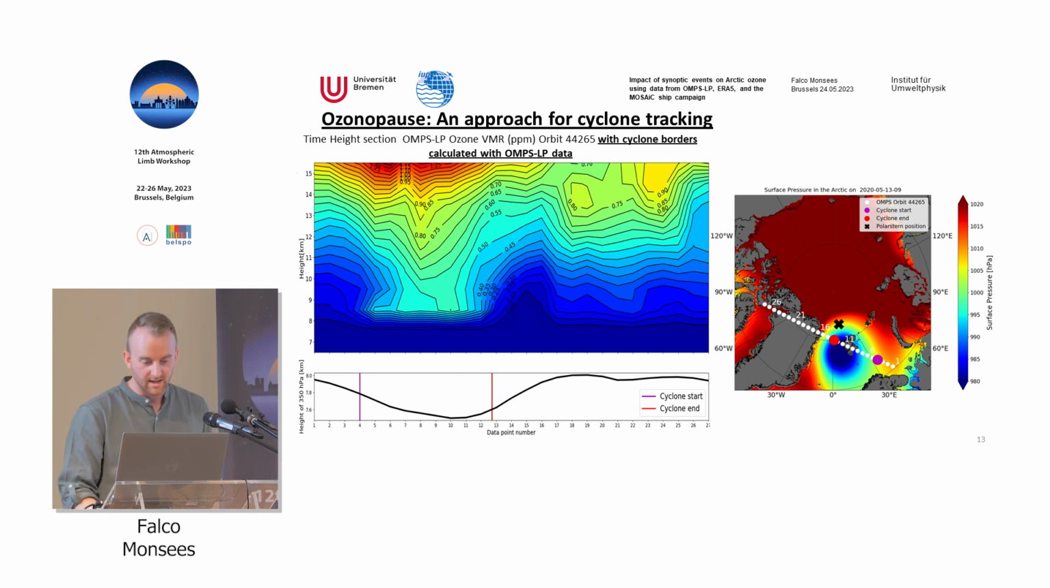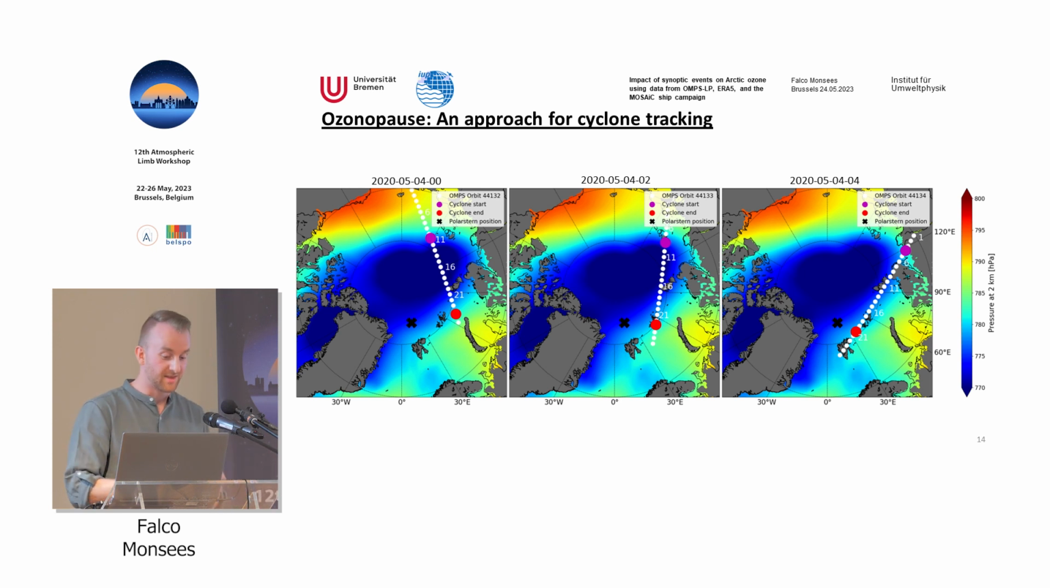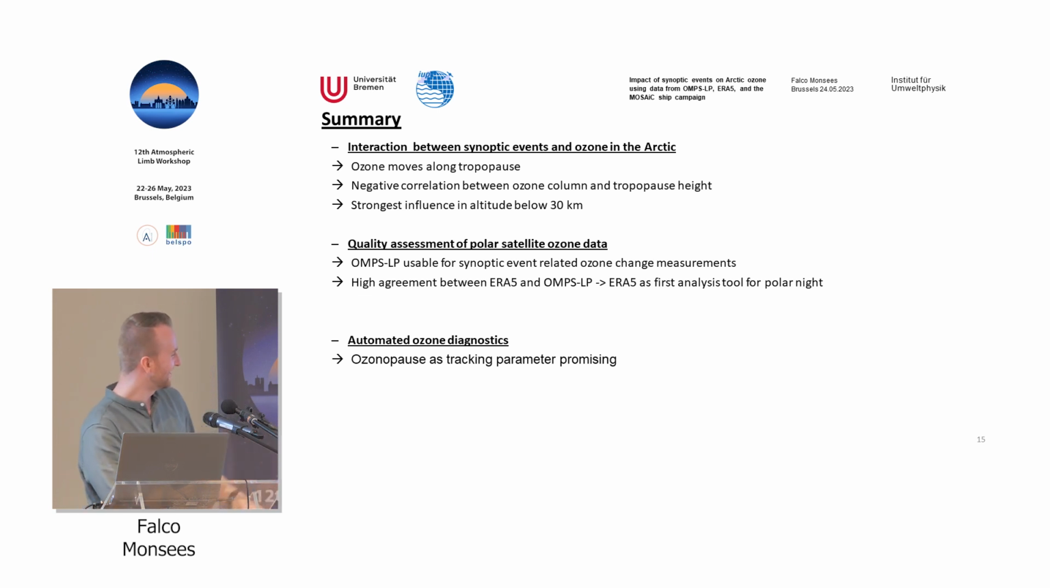And here's actually another case where you can see that we could track a cyclone over time, where we used 3 consecutive OMPS orbits to track one and the same cyclone. And you can see that we can calculate the borders for one and the same event over time if we have enough OMPS orbits. I talked actually pretty fast, I think, because now I'm at the summary. But here you can see the most important points, and I can read them for you.